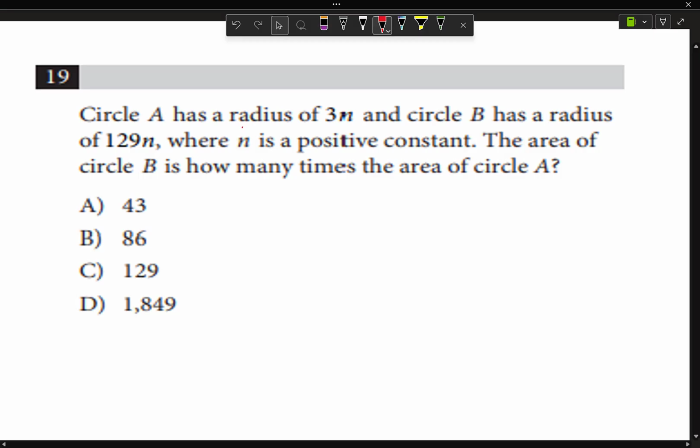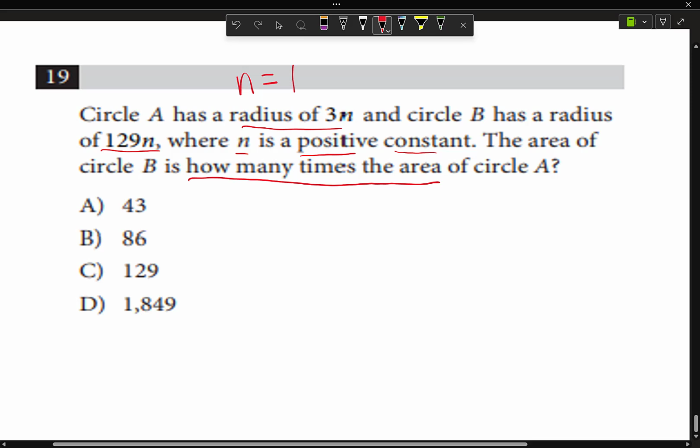Circle A has a radius of 3n and circle B has a radius of 129n, where n is a positive constant. The area of circle B is how many times the area of circle A? I find the easiest way to solve this problem when you're not in geometry class is to make up a number for n. They tell us n is a positive constant, so let's pick an easy number. Let's say n equals 1.